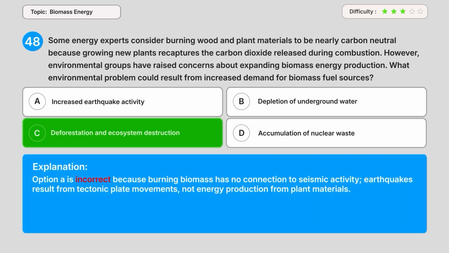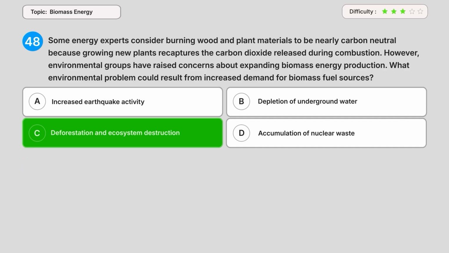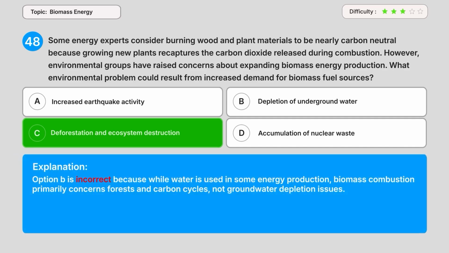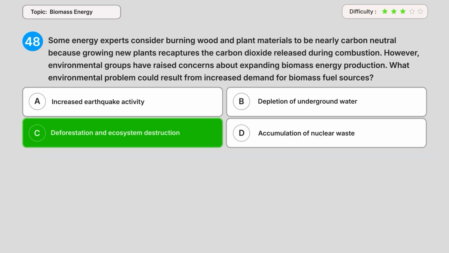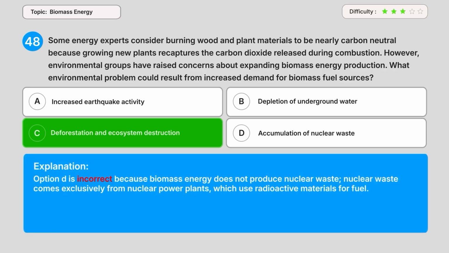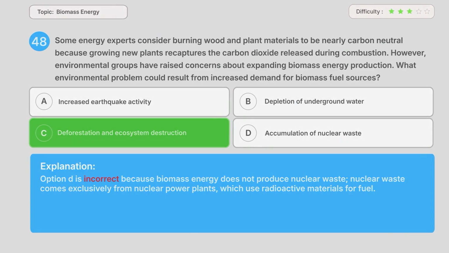Option A is incorrect because burning biomass has no connection to seismic activity. Earthquakes result from tectonic plate movements, not energy production from plant materials. Option B is incorrect because while water is used in some energy production, biomass combustion primarily concerns forests and carbon cycles, not groundwater depletion issues. Option D is incorrect because biomass energy does not produce nuclear waste. Nuclear waste comes exclusively from nuclear power plants, which use radioactive materials for fuel.